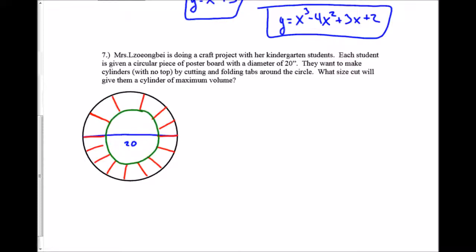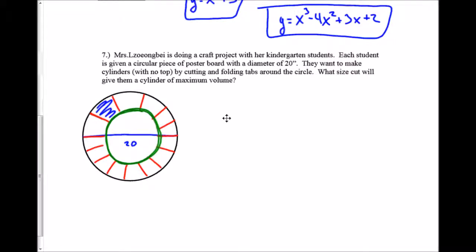And each of these little cuts, each of these things out here, this is like a little tab that I'm going to fold up to form almost like a bowl or a dish here, a cylinder with no top. So I'm going to be folding each of these up. So the circle that I have in green here, this is basically the bottom of my cylinder, all right? And then those tabs that I'm folding in are the sides of my cylinder, all right?